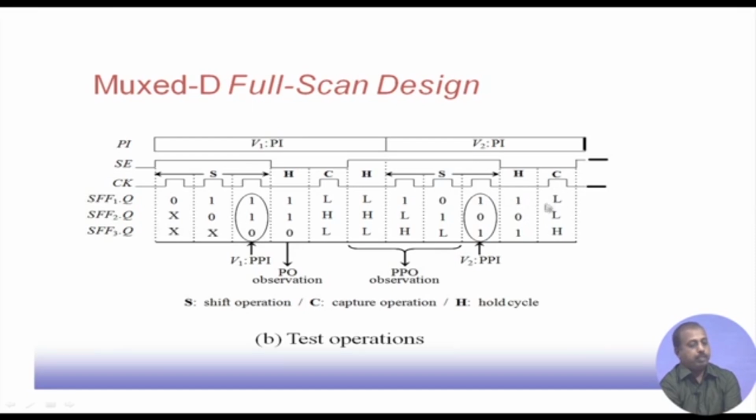So, they will get captured onto the flip flops, and again in the next pattern V3 the current response will be shifted out through the scan out line, and the next pseudo primary input part will get shifted into the flip flops. So, that way this testing operation will take place.